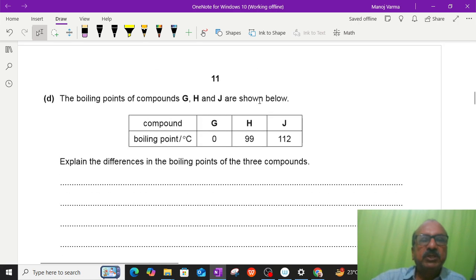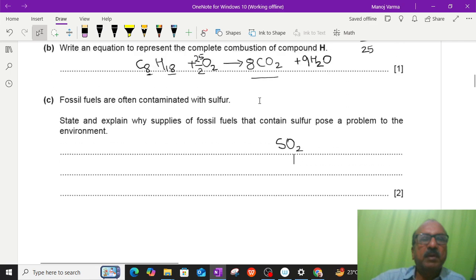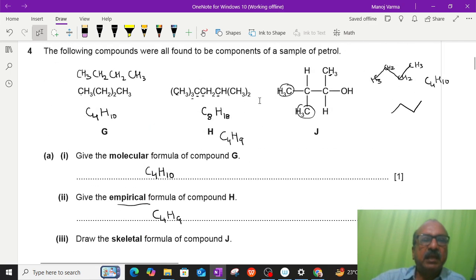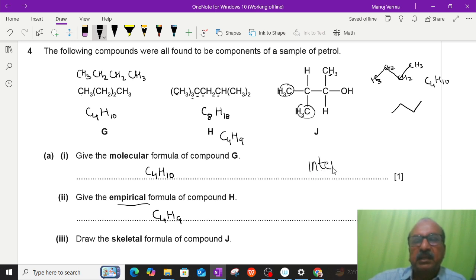So let's go to G, H and J. When I go back to G, H and J, this is what I find. If you look at G and H, you see both are hydrocarbons. So hydrocarbons will have a similar type of intermolecular forces. Whenever we have to think about the boiling points, then we have to think about the intermolecular forces.